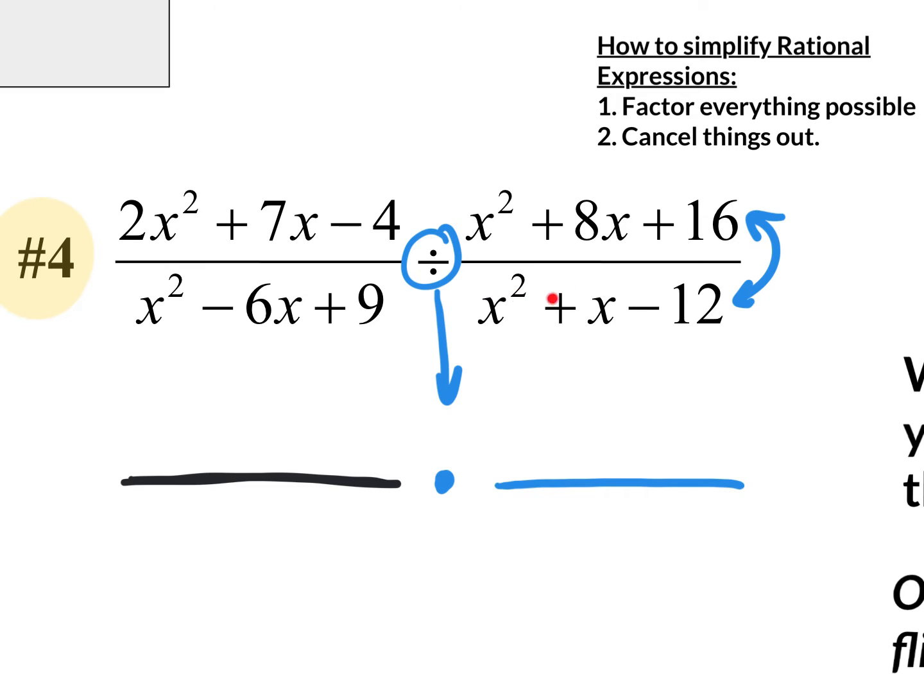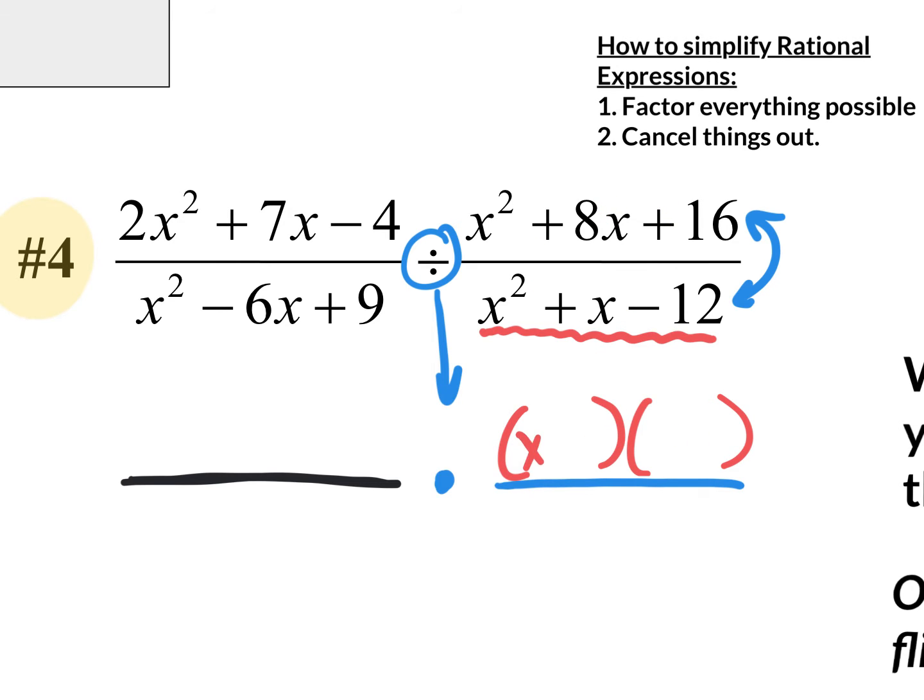Now, I could write x squared plus x minus 12 up here and x squared plus 8x plus 16 down here. I could do that right now, just flip them. But instead of that, I might as well start factoring as I flip it. Does that make sense? So let's start factoring. This guy down here is an easy quadratic trinomial to factor. And notice I'm writing it on the numerator. Why? Because I need to flip this fraction anyway. So I'm going to write the factored form up here.